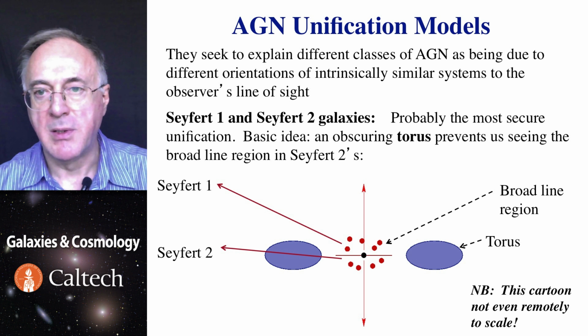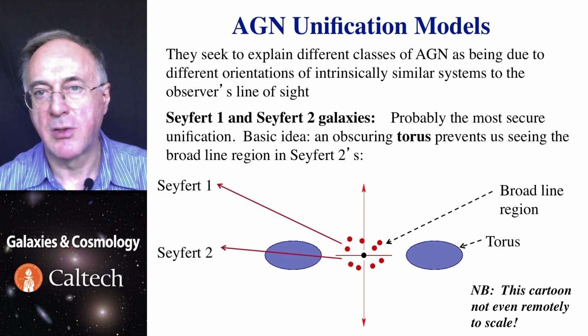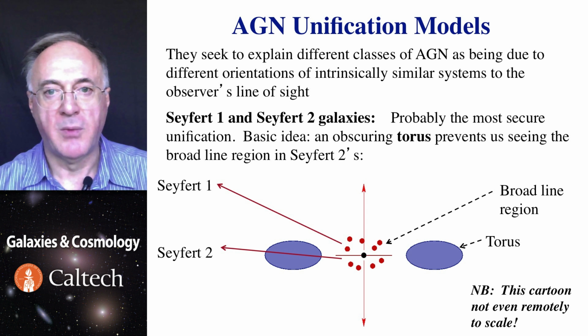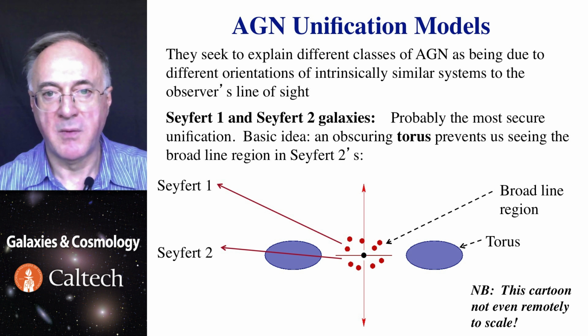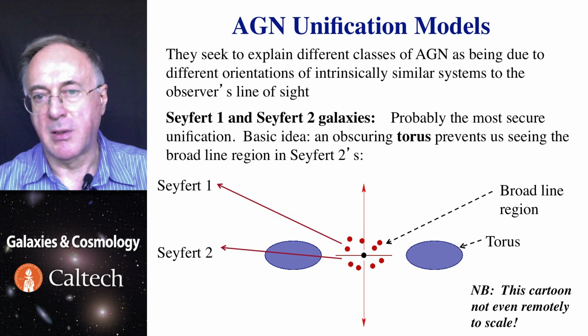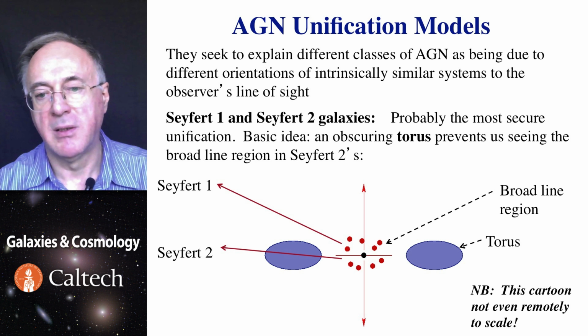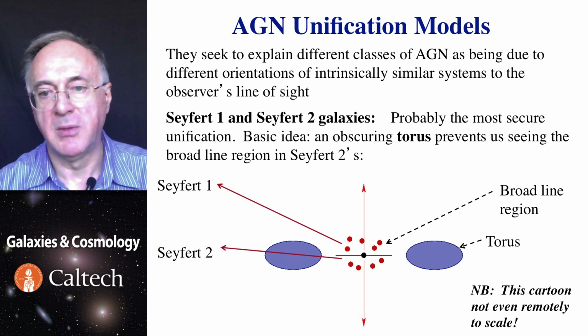So let's look at this in a little more detail. Probably the most secure unification is for the Seyfert galaxies themselves. Recall that Seyfert 1s are those where you see the bright continuum and broad emission lines. In Seyfert 2s, you only see the narrow emission lines. So look at the picture like this. If you look from the side, you will only see the narrow emission line clouds. The broad line region will be hidden, and the continuum will be hidden.